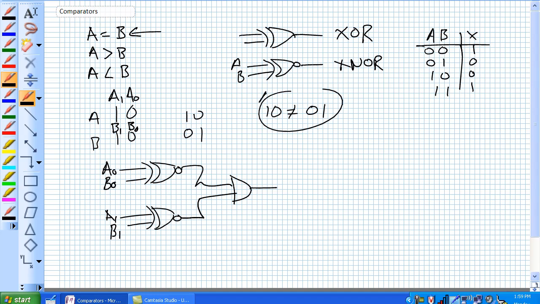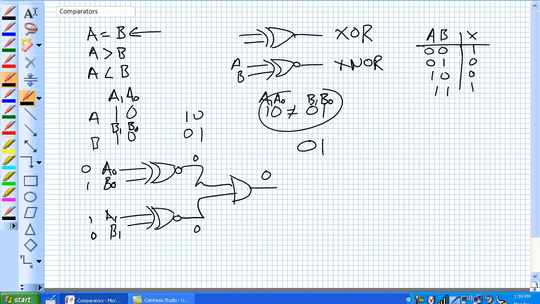Let's use this example, 10 and 01. So if this was A1, A0, B1, B0. A1 is a 1, B1 is a 0. And now we go to A0, which is a 0, and B0, which is a 1. So this is going to return a 0, a 0, and obviously 0 AND 0 is a 0. So they're not the same.